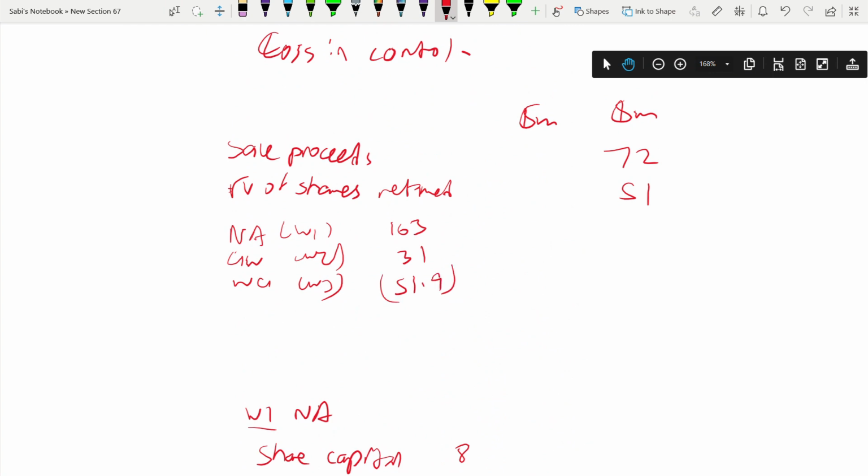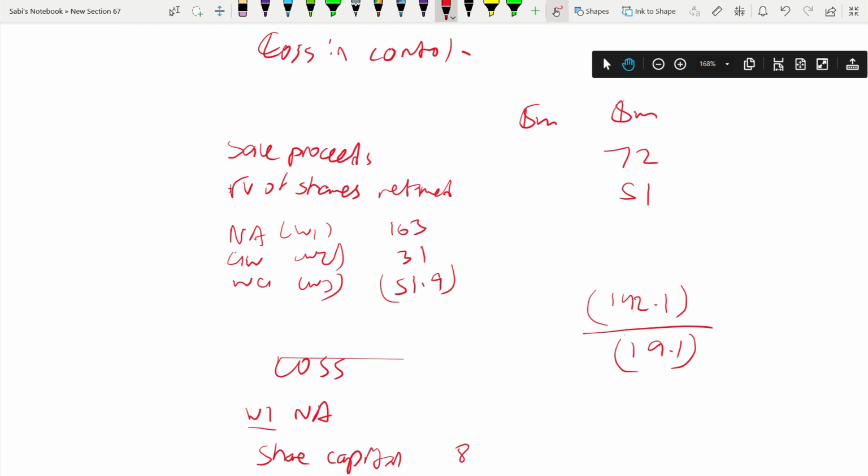This 51.9 you go and take it from here. Deduct it. So it becomes 142.1 you deduct. Then the total will be 19.1. This is a loss. Loss on disposal. It could be a loss, right? So this is how you explain.